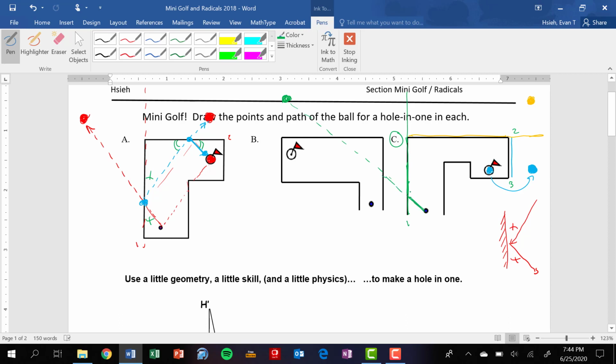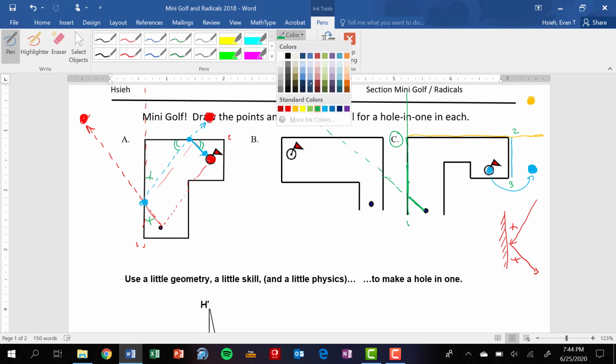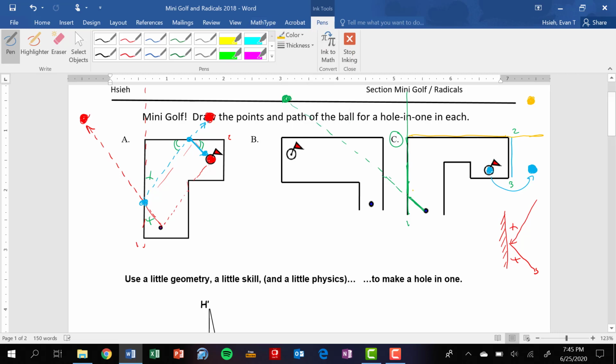Toward this part of the wall. It's going to hit that part of the wall. It's going to bounce and then head towards the orange.